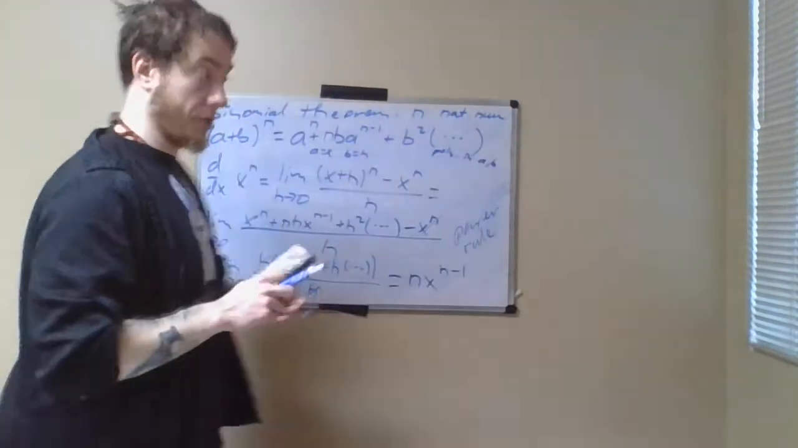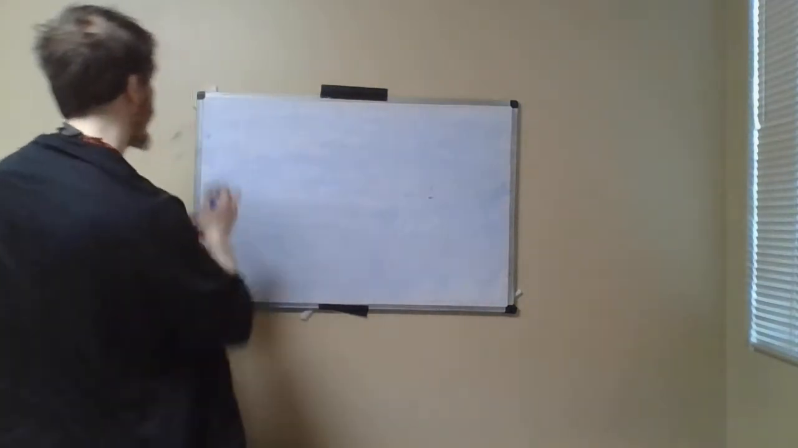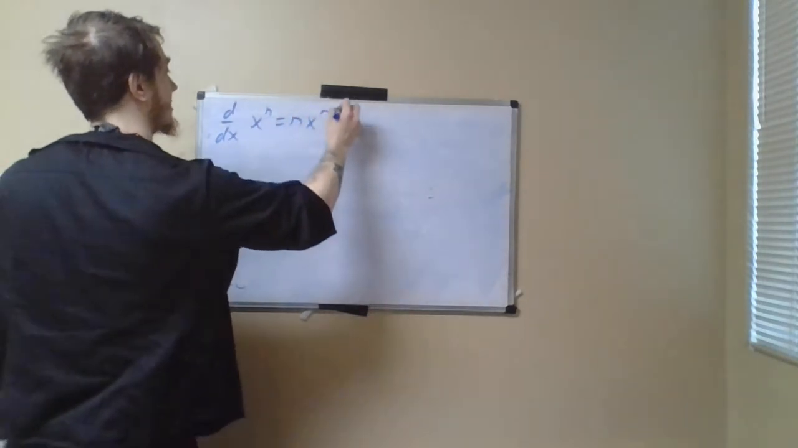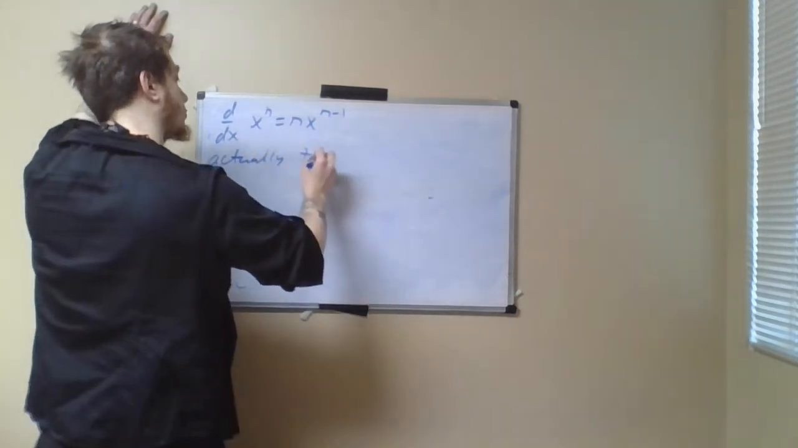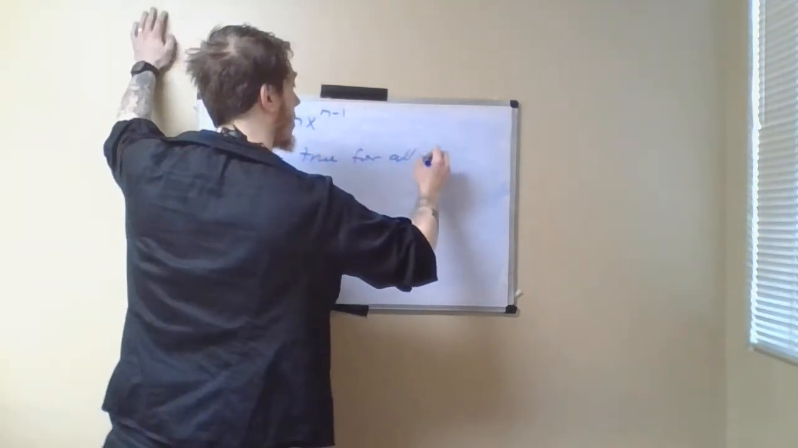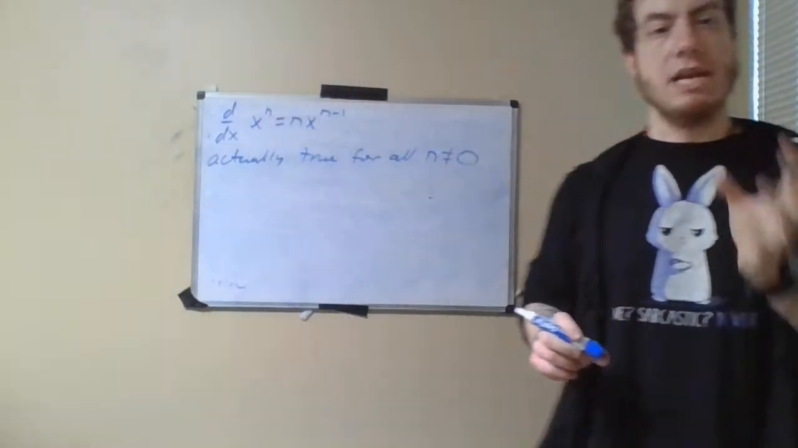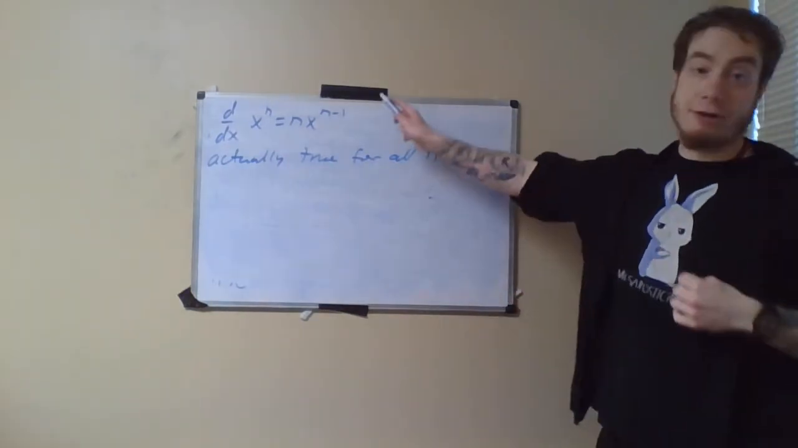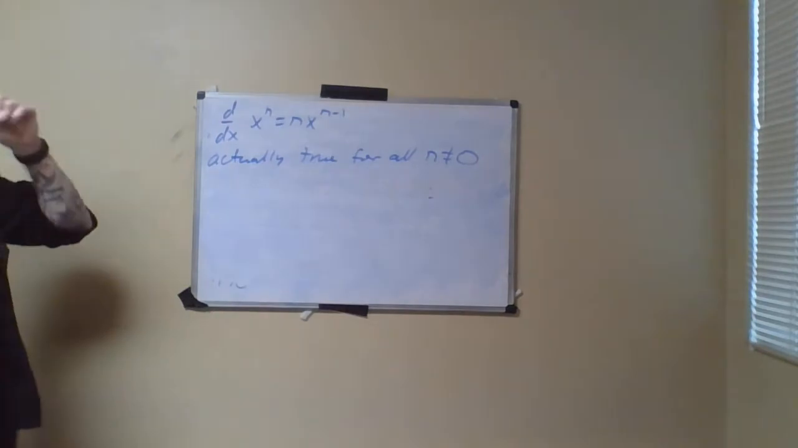Now, it turns out later on we will see that this power rule, that the derivative of x^n is n times x^(n minus 1), is actually true for all n not equal to 0. So we've only established it for the positive integers here, the natural numbers. However, as we will see in a little bit, it's also possible to prove that actually this rule is true for arbitrary powers as long as that power is not equal to 0.